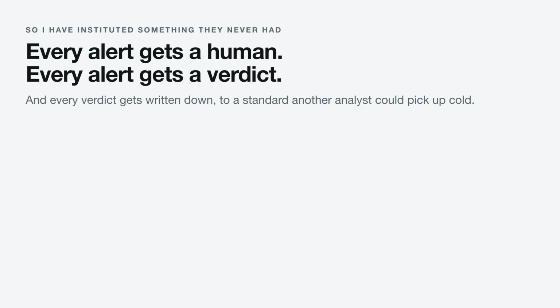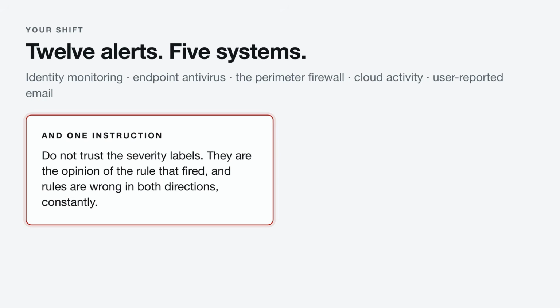And you are that human. This morning you have the queue. 12 alerts arrived overnight from 5 different systems: identity monitoring, endpoint antivirus, the perimeter firewall, cloud activity alerting, and user reported emails. Reported severities from high down to low.